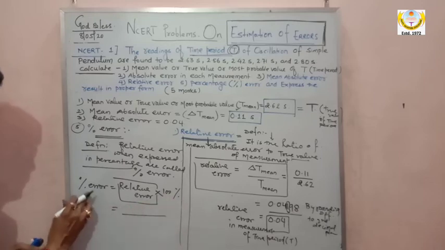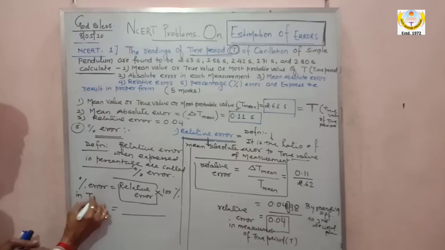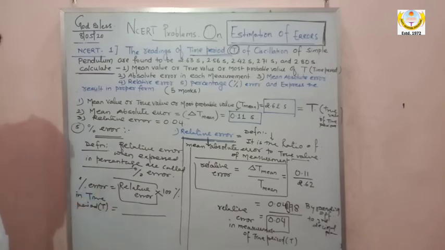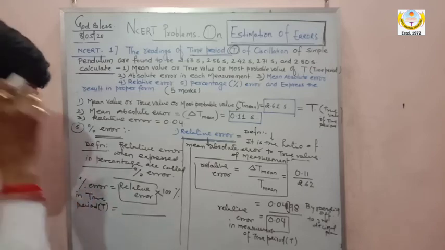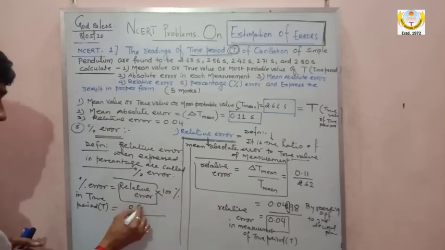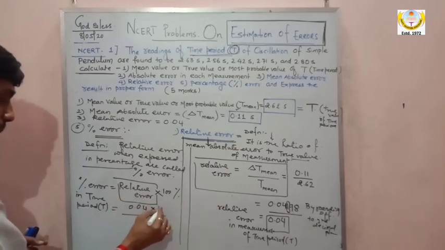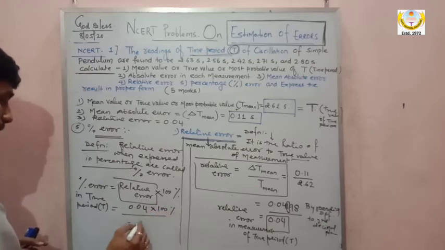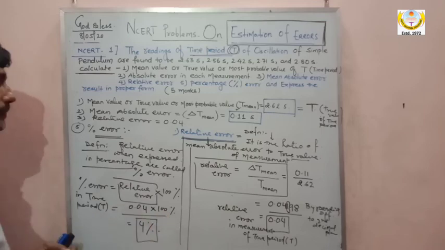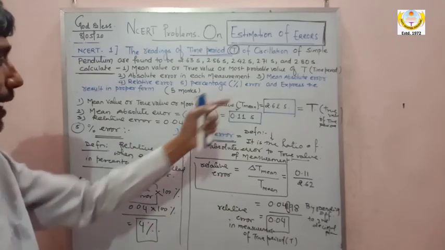So now, my dear, this is the percentage error in time period. Again, it is according to the question. If it is resistance, it is percentage error in resistance, percentage error in mass, and so on. So now percentage error in time. Relative error is how much, my dear? 0.04 into 100%, so this becomes 4%. 0.04 when multiplied by 100 is 4%. So this is what I have calculated, my dear.